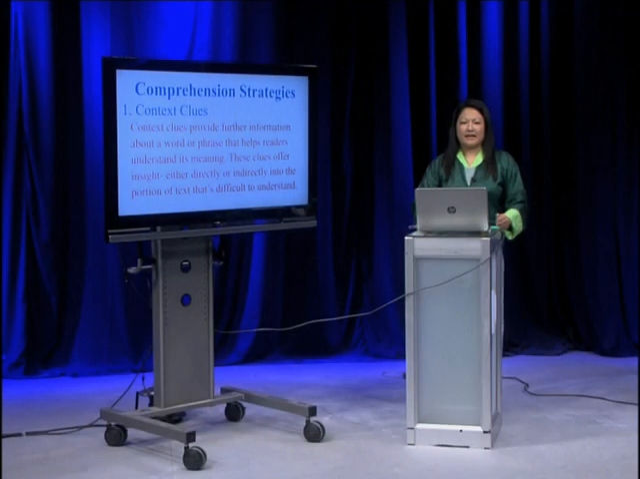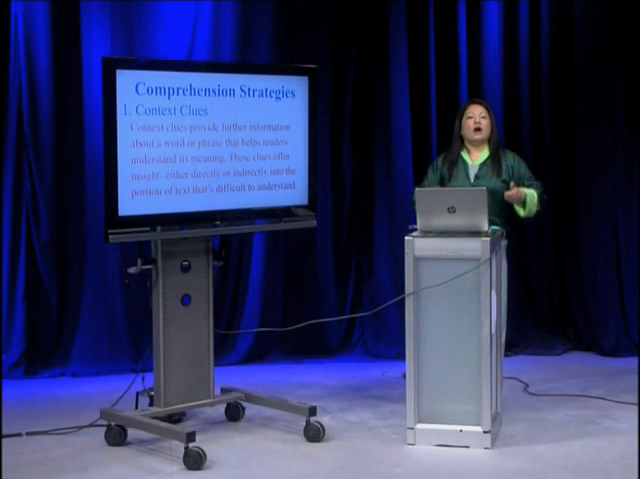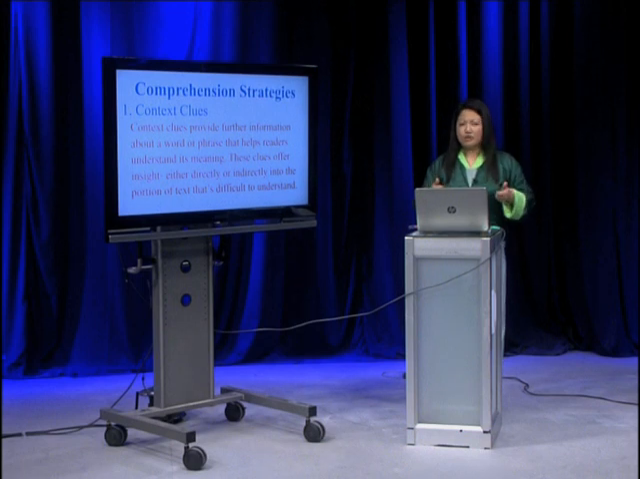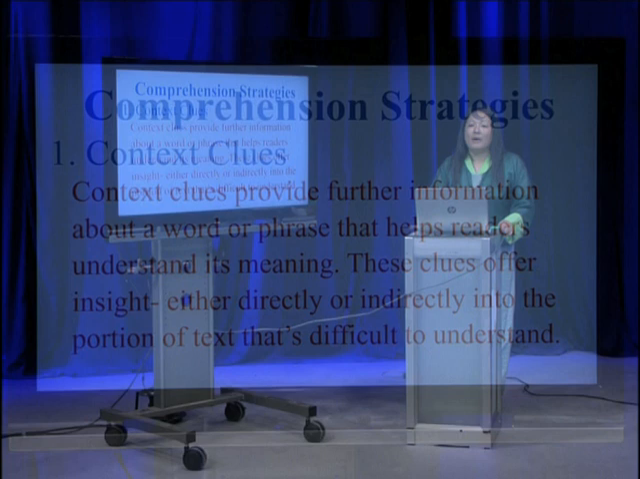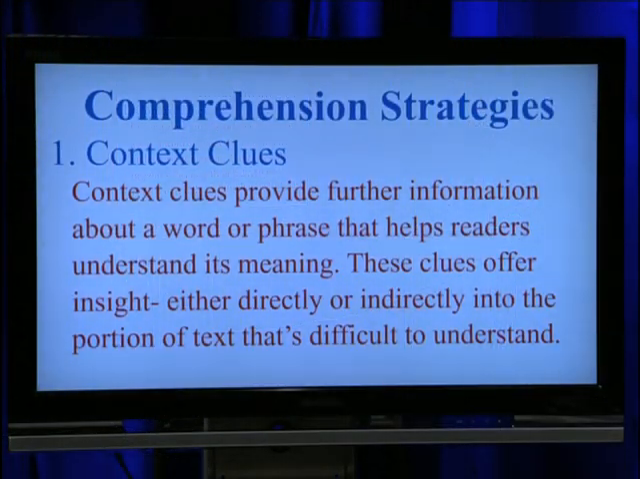So now let us assume that you can read a text fluently. What next? What do you have to do? Now, after reading, you have to comprehend the text. You have to understand the text. Now, to understand the text, what do you do? What strategies do you use? One way is by using context clues.